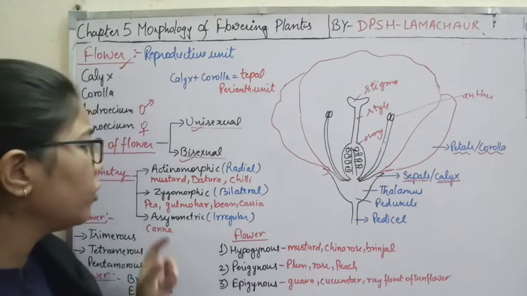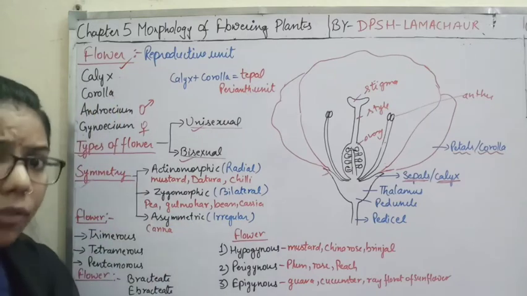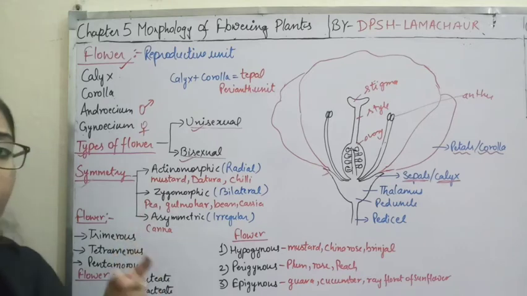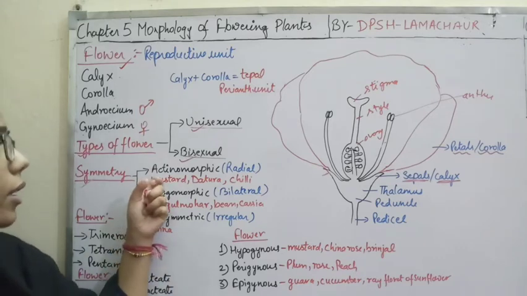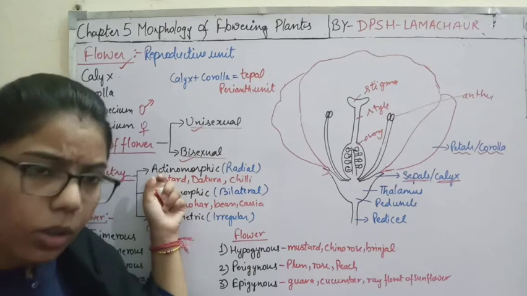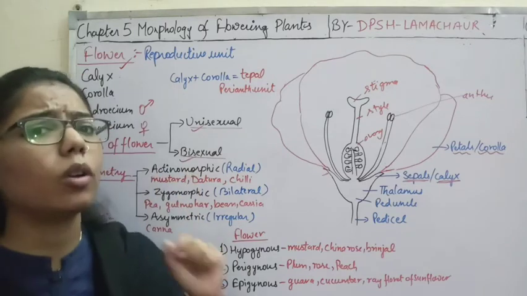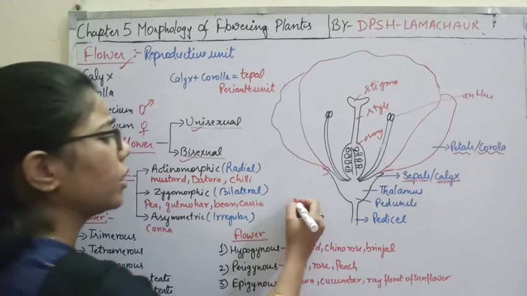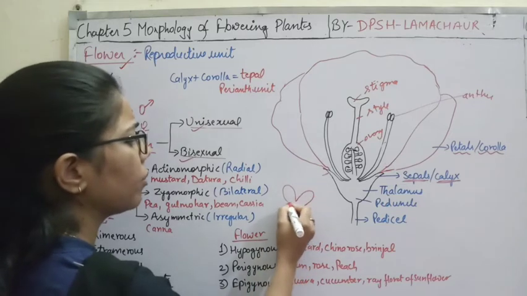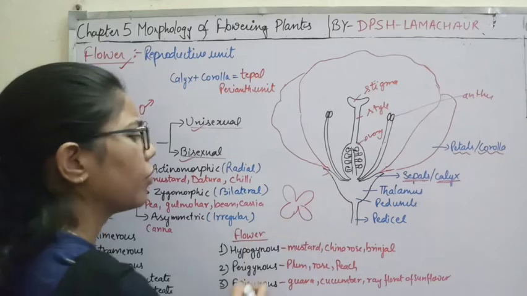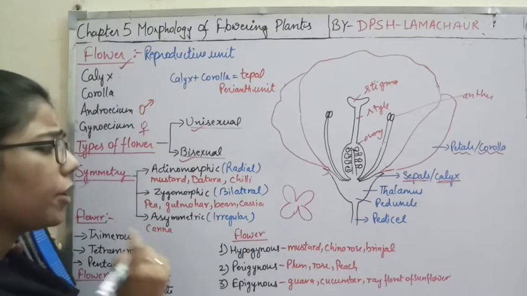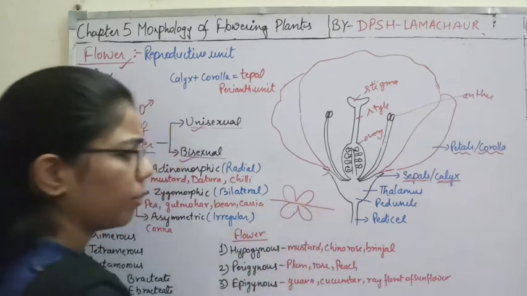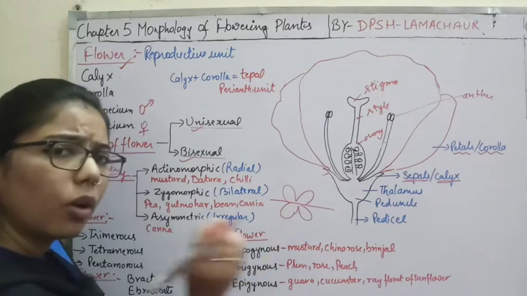And here what are we doing? We are cutting the flower. In which method can we cut the flower? One of the methods is actinomorphic. Actinomorphic is also known as radial symmetry. What is radial? This type of flower. So in this symmetry we can divide it into two equal parts, by any plane.